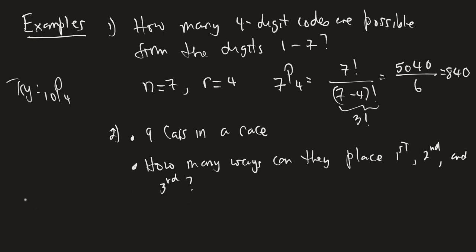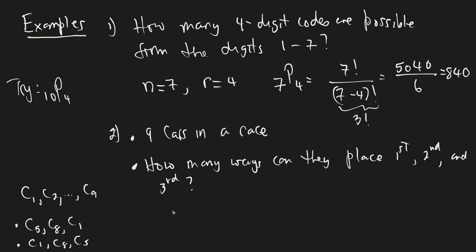Because let's say you have cars 1 through 9, right? If they come in this way, let's say car 5 and then 8 and then 1, if that's first, second, third, well, that's different from having car 1, car 8, car 5. That's a different first place winner, second place winner, third place winner. So again, this is a situation where order matters, similar to choosing your vice president and president, right? So how many ways can this happen?